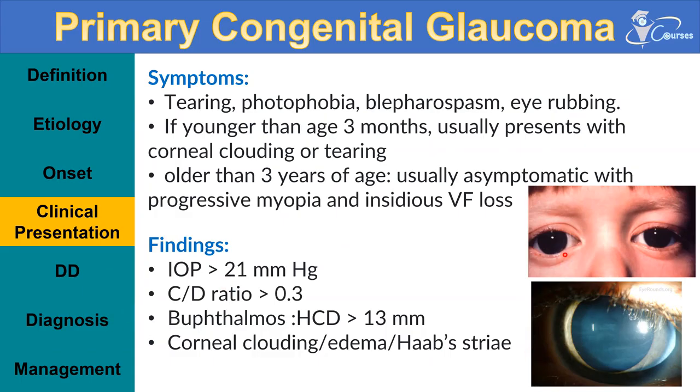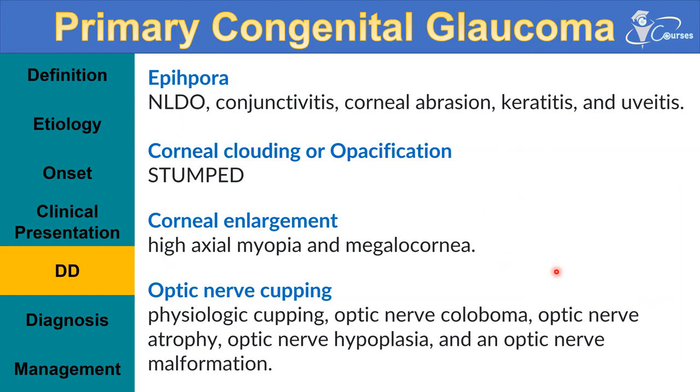If you see such a child, what will be your differential diagnosis? The first is the differential diagnosis of epiphora. If a child presents with epiphora or tearing, you suspect nasolacrimal duct obstruction, so you do a regurgitation test that we mentioned last time. Also conjunctivitis, corneal abrasion, keratitis, and uveitis. It's worth mentioning that photophobia and blepharospasm are unlikely to happen with nasolacrimal duct obstruction and conjunctivitis. So this is a good sign to differentiate: the patient with nasolacrimal duct obstruction or conjunctivitis will not experience photophobia and blepharospasm.